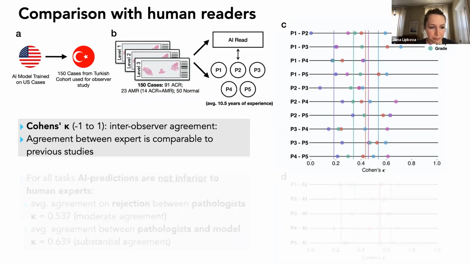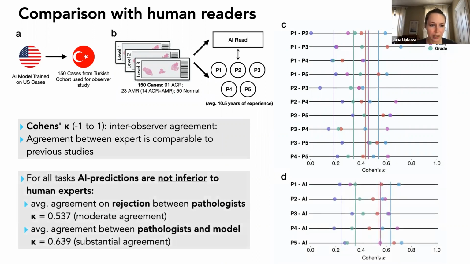So first we computed agreement between the pathologists, and we saw that the agreement between our pathologists was comparable to the agreement reported in the studies, which means that our pathologists are doing a good job and we can trust them. And then in the second step, we computed agreement between the model and each pathologist. So this is subplot D. And we can see 2 things. First, that the agreement between the model and pathologists is not inferior to the agreement between 2 pathologists.